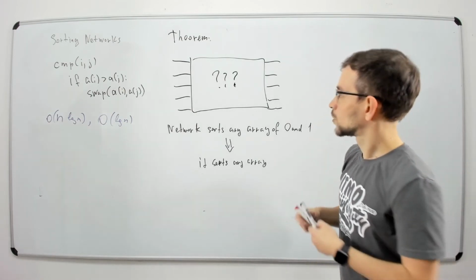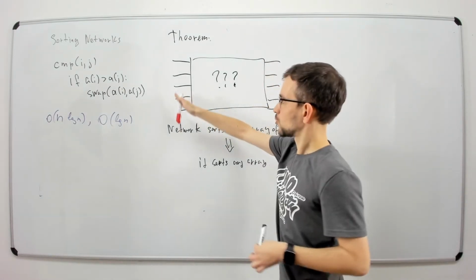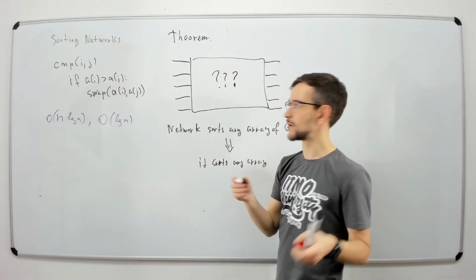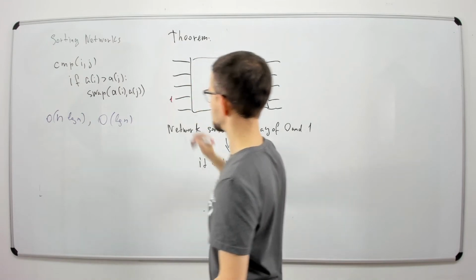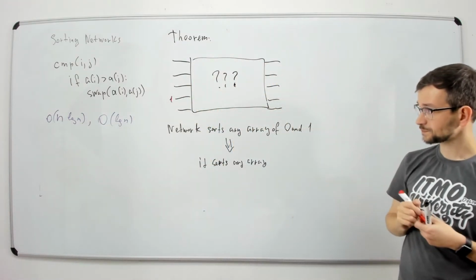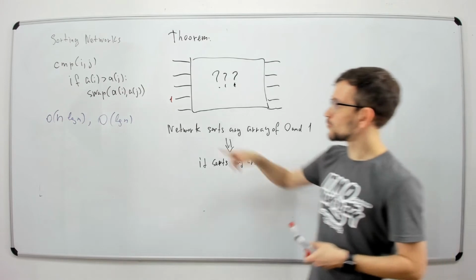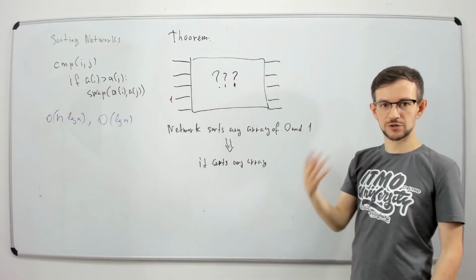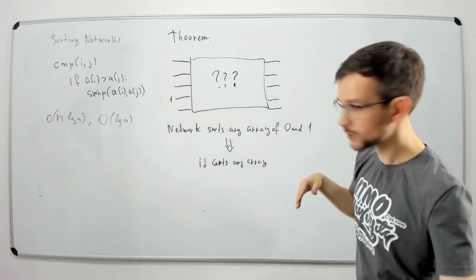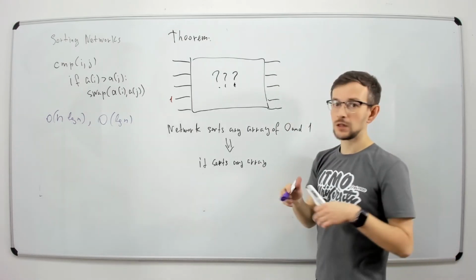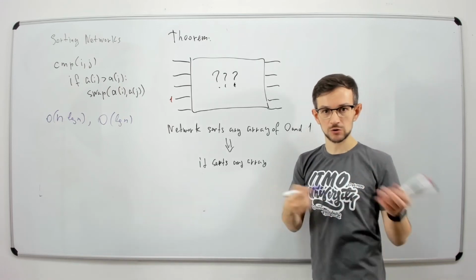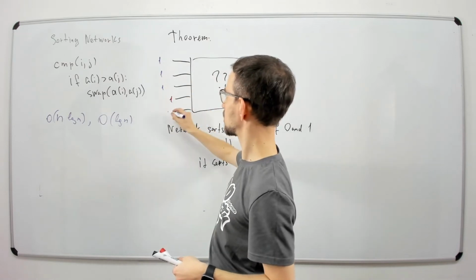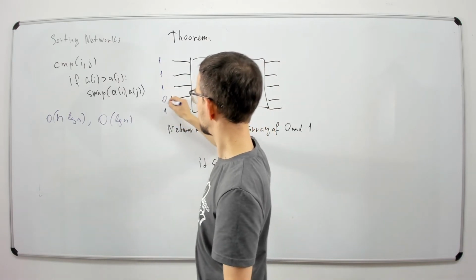Let's look at the input array. Here we have some input. Let's look at where the minimal element of the array is. For example, let's say the minimal element is here. Let's prove that this minimal element will be in the first position after the array is sorted by this network. How to prove this? Let's look at the following array of zeros and ones. All positions are equal to 1, but this position is equal to 0.